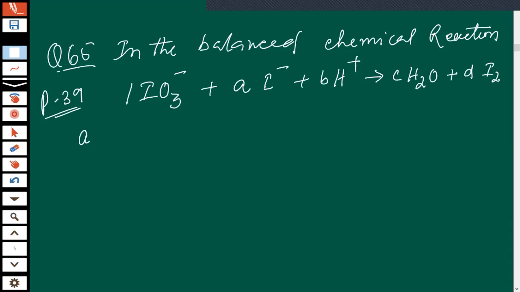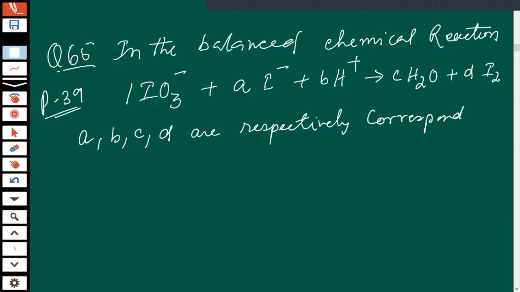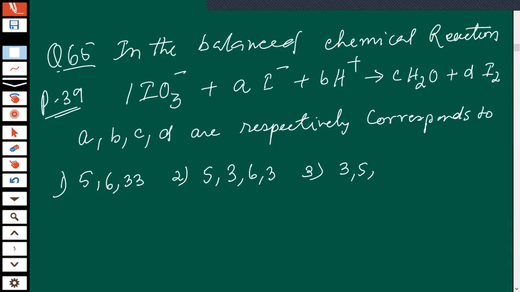A, B, C, and D are respectively, corresponds to option 1, 5, 6, 3, 3; option 2, 5, 3, 6, 3; option 3, 3, 5, 3, 6; and option 4, 5, 6, 5, 5. Please solve this question.